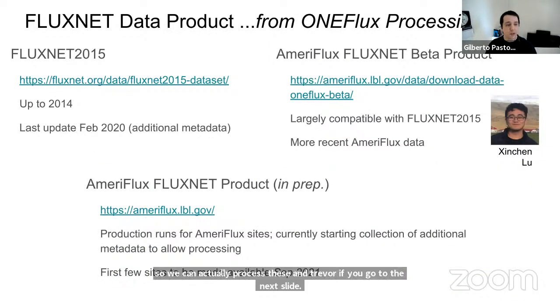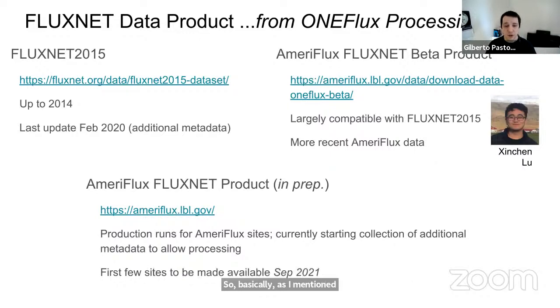So basically, as I mentioned, on the left there, you have the FluxNet 2015 data set. This is getting a little older now. The data is just up to 2014. So that's the last year that was included for insight in that data set. And we had an update in February last year, but that was basically just adding metadata, just adding the soil depth and the heights for some of the measurements, and canopy heights, and a few other pieces of metadata.